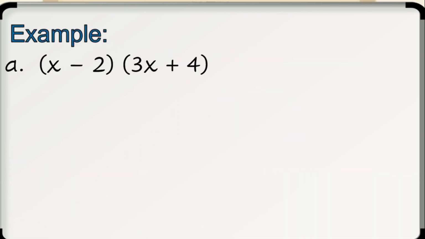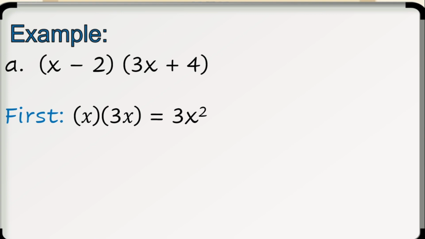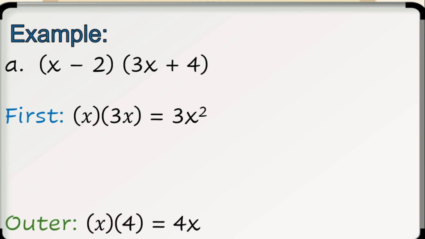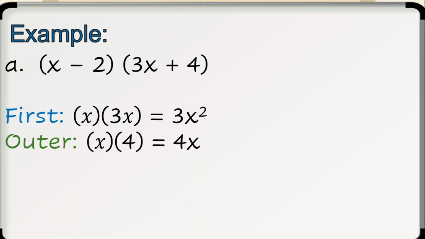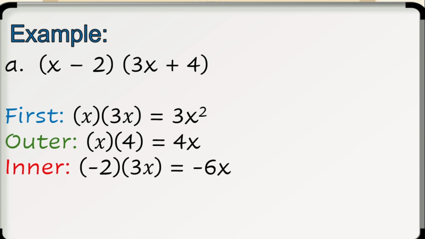Example letter A. The quantity of x minus 2 times the quantity of 3x plus 4. Applying the FOIL method, we have first, x times 3x, which is equal to 3x squared. Outer, we have x times 4, which is equal to 4x. Inner, we have negative 2 times 3x, which is equal to negative 6x. And for last, we have negative 2 times 4, which is equal to negative 8.